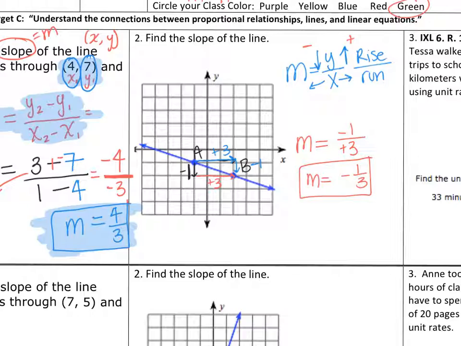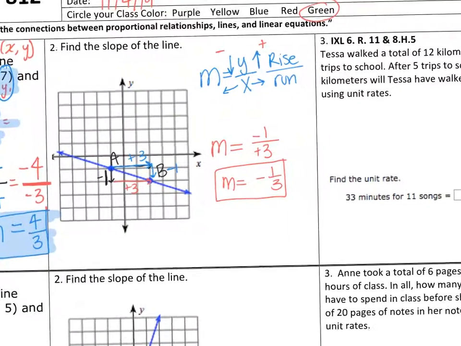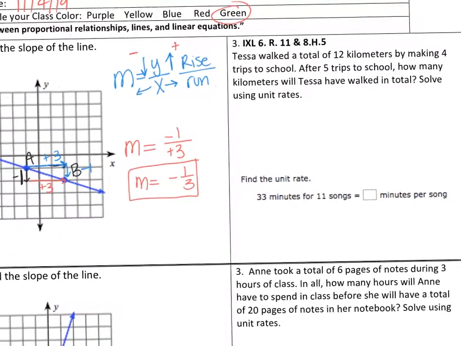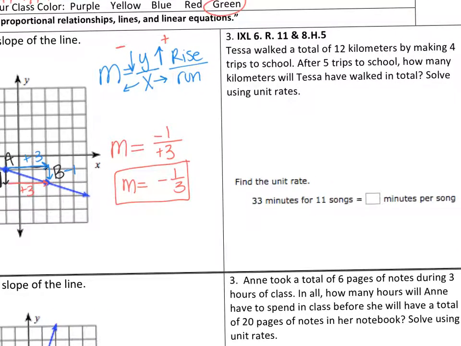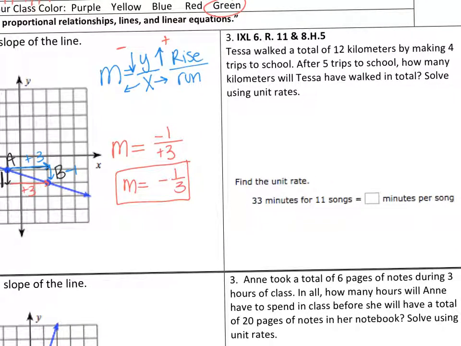Number 3 has to do with unit rates, which is like a review of ratios and proportions. If you've been following along on the IXL exercises on your own time, the first question is actually a 6th grade standard, and the next question is actually an 8th grade standard. Let's read the first one.